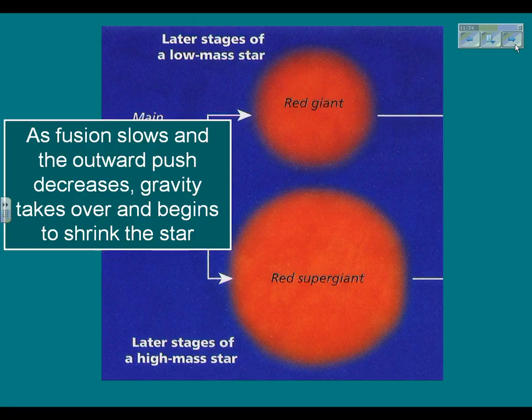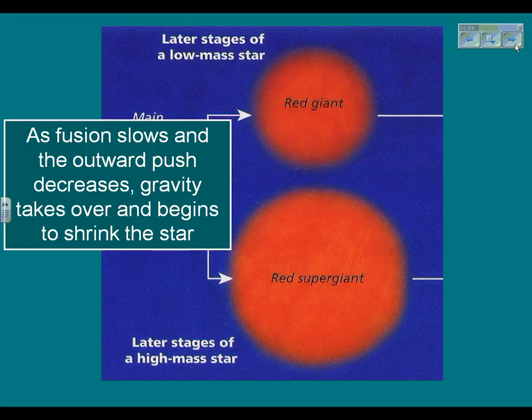If fusion slows down, what's going to be stronger? Gravity is going to be stronger. So initially, what's going to start happening? It's going to shrink, okay? So when it says, what happens to the size of the star initially when fusion begins to slow down? That's the first question that you have there. It starts to shrink because now gravity is stronger than the outward push, bringing it more together.